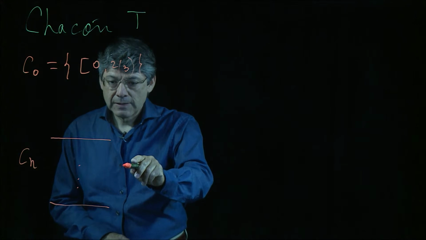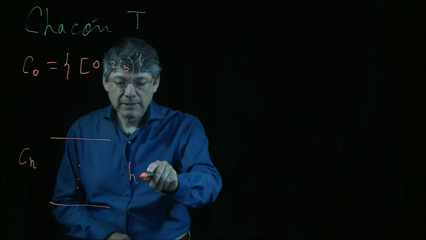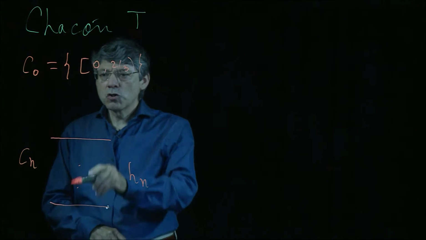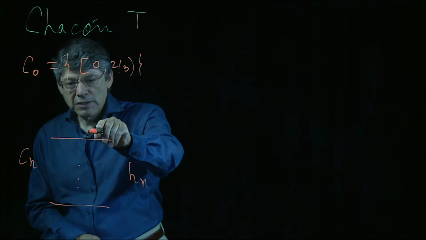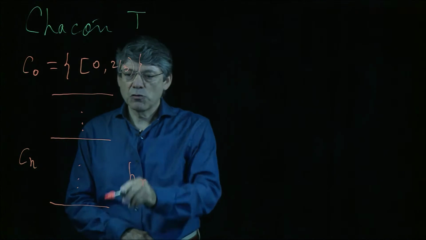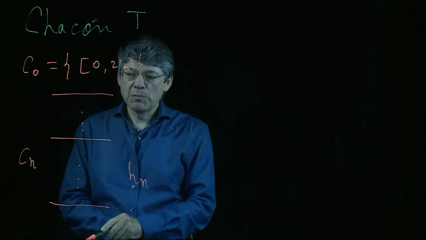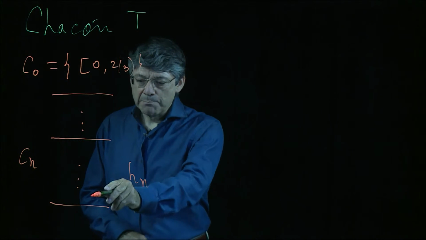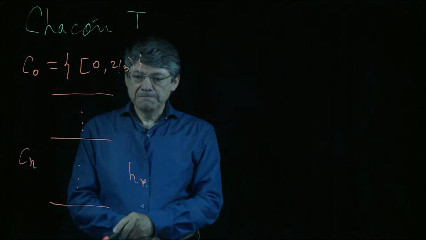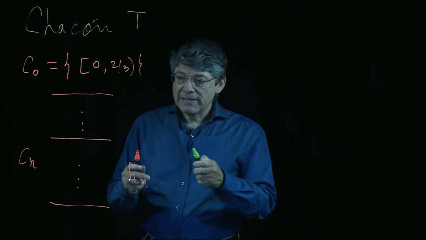Here it is. This is Cn. The height of Cn is Hn. This is an arbitrary level that we will call I. In a moment, we'll give it a name. This is the base of the column, and that's the top of the column. It has Hn levels. So what do we do for the inductive step?